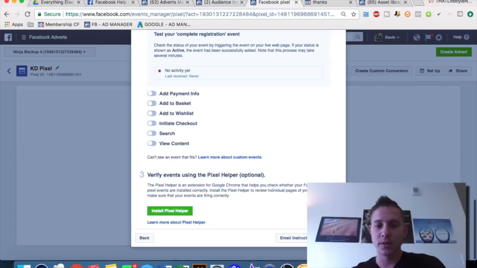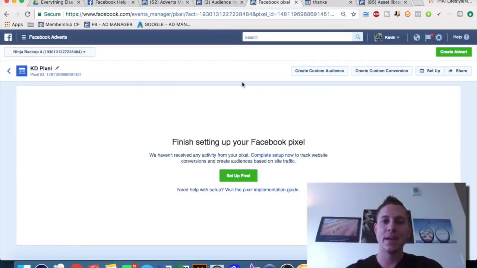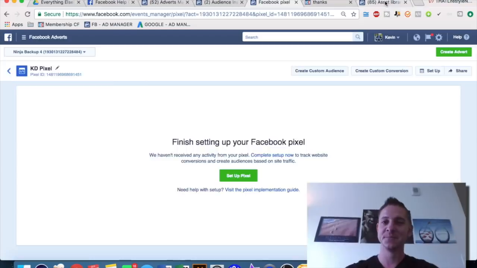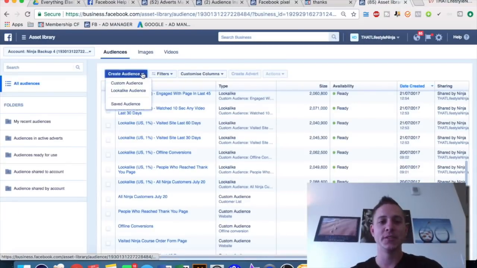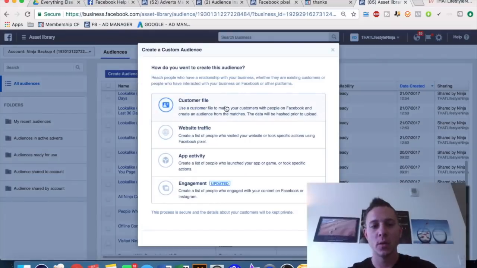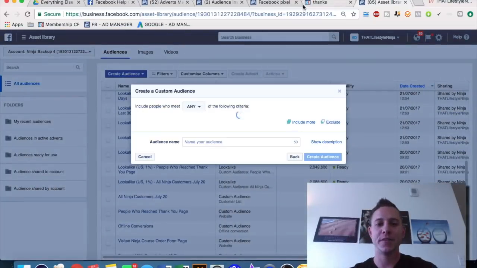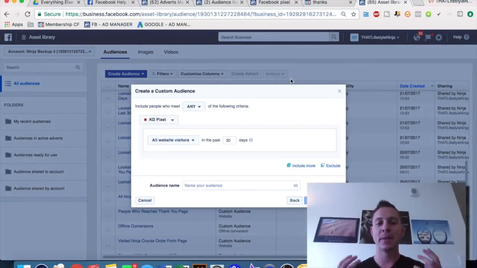So this is how we do our pixels, right? We can go done here, and now we are done. So the final thing that I want to talk about, and probably the most important thing, is retargeting, right? So let's make a simple retargeting campaign here. We're going to go custom audience, and we are going to do website traffic. Right, so when we create a website traffic campaign, we can do some pretty cool stuff here.